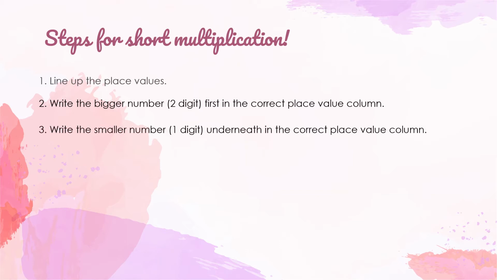Step number 3, write the smaller number, which is the 1-digit number, underneath in the correct place value column. Again, it's only 1 digit long. Please don't write it under the hundreds column. Make sure you write it under the units column.